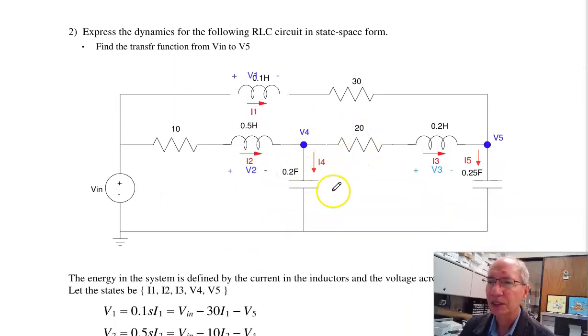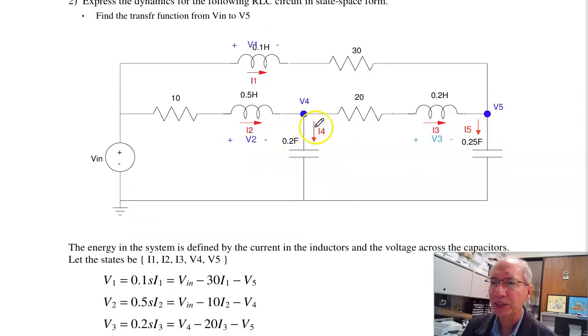Problem 2. Here's another RLC circuit. To come up with the dynamics, for capacitors, I equals C dV/dt. For inductors, the voltage is L di/dt. So the voltage across this inductor, V1, is the inductance L times the derivative of I1. Again, make the states the current through the inductors and the voltage on the capacitors. That tells you the energy in the system. For the first inductor, 0.1 sI1 is the voltage on the left, Vn, minus the voltage on the right. This voltage is V5 plus this voltage. That's 30 times I1.